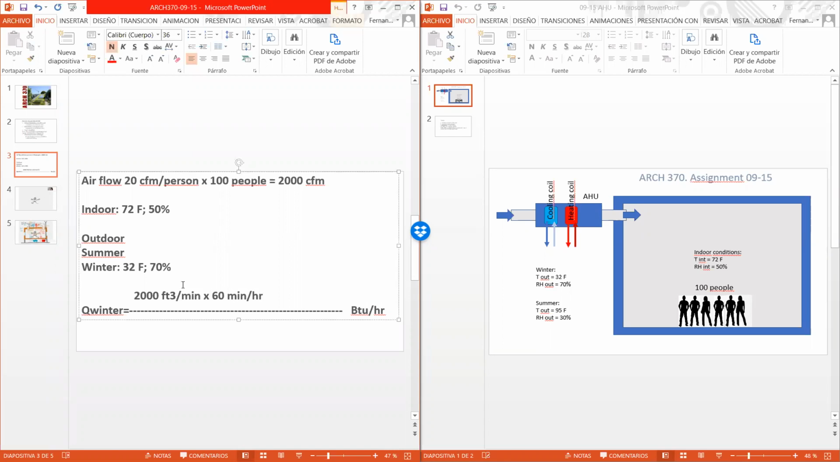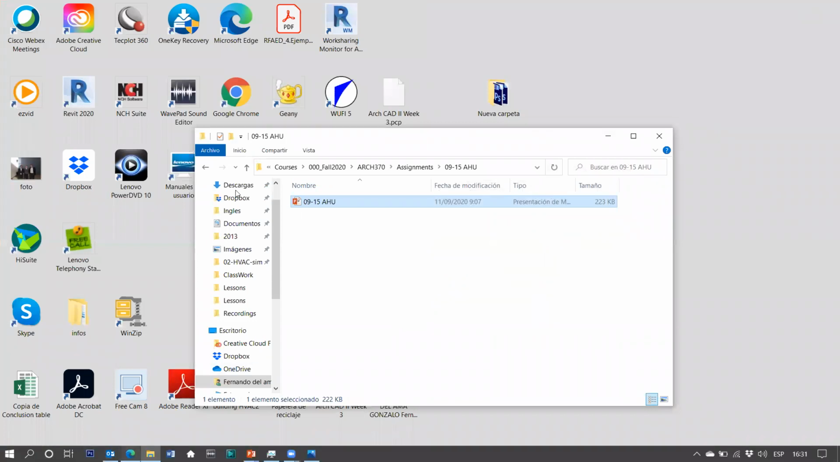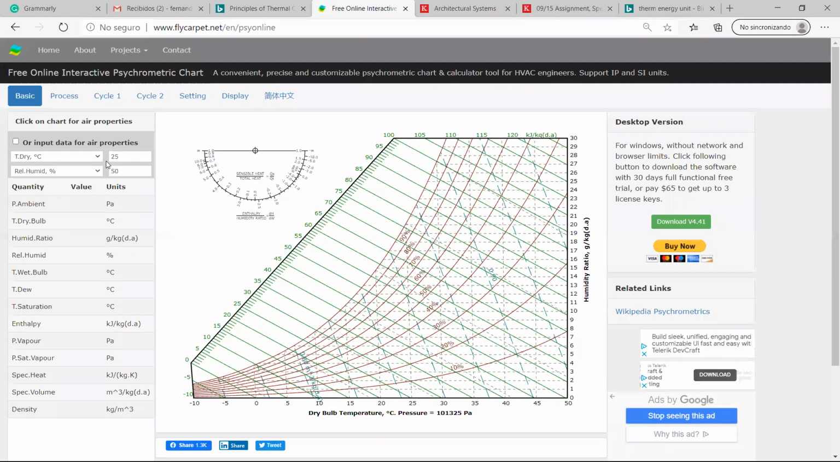Okay. So now we have cubic feet divided by hour. Now we have to multiply this times the enthalpy. So we need HI, the enthalpy indoors, and HE, the enthalpy outdoors in winter. Where can we find this? We can find this in that amazing, free psychrometric chart.